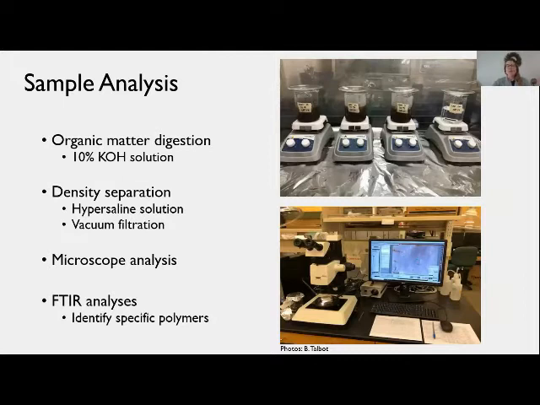And to just give you a really brief overview of the sample processing, in order to isolate the microplastics from the rest of the samples, they were first put through an organic matter digestion step with potassium hydroxide. We also did a density separation step and then a vacuum filtration step that isolated particles onto filter paper. And those filter papers were then analyzed under the scope seen in the photo there. And lastly, a subset of particles was shipped off to Oregon State University to undergo FTIR spectroscopy analyses. And this was intended to identify specific polymer types.